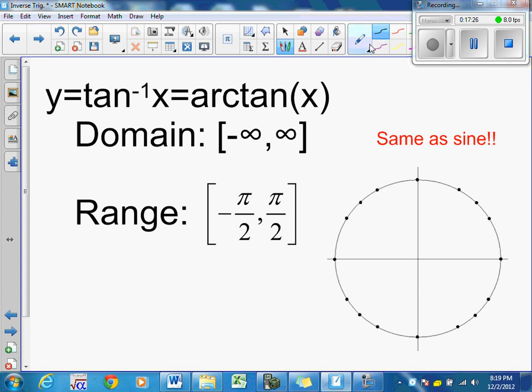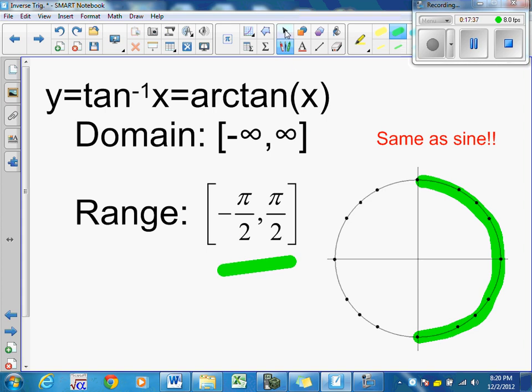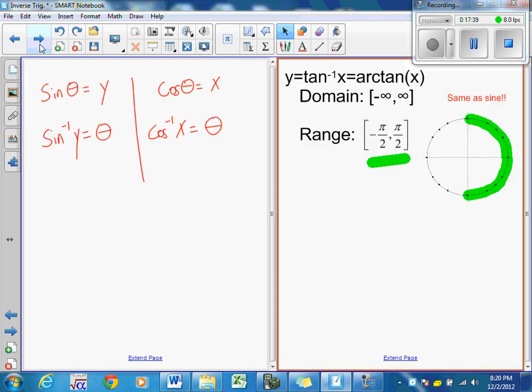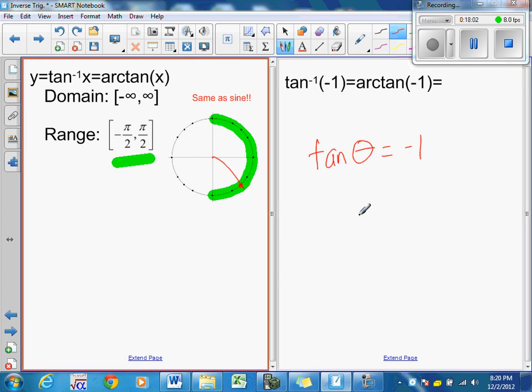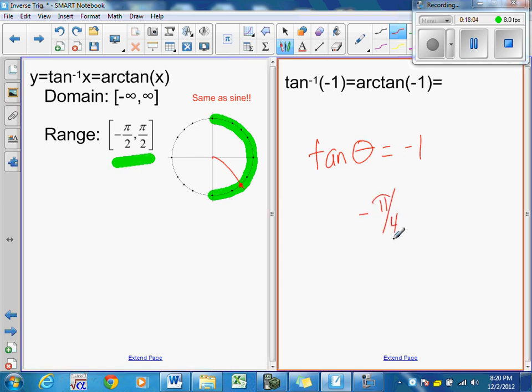Now, arctangent, we don't do a lot with arctangent, but just to show you, arctangent's the same as sine. It's in these two quadrants, negative pi over 2 to pi over 2. One thing that changes is for arctangent, the range is negative infinity to infinity. So if I have inverse tangent of -1 or arctangent of -1, that means the tangent of what angle is -1? Well, that's going to be right down here, where they're the same, which is going to be minus pi over 4.